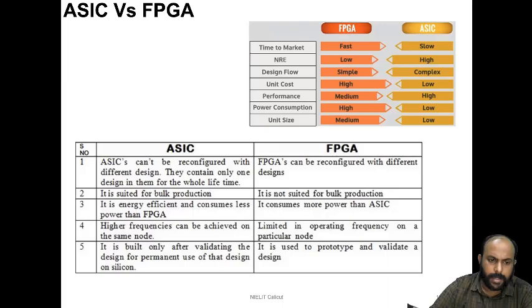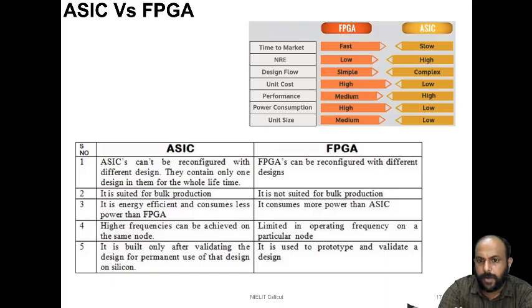So for the said reason, ASIC is basically intended for bulk production, whereas FPGAs are not really suitable for bulk production, because the unit cost of an FPGA is quite high compared to that of an ASIC, which goes for mass production.